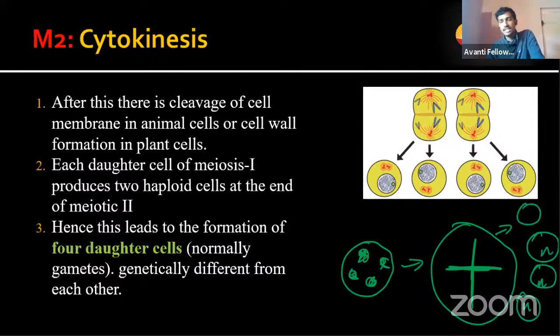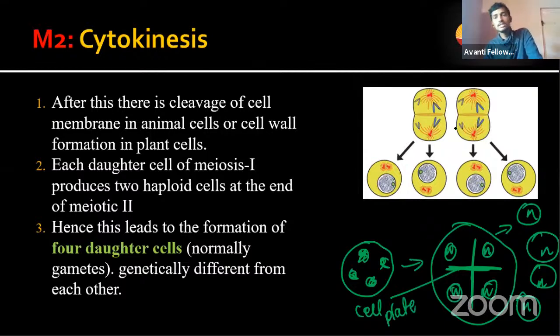Everything is n in nature, haploid in nature. Okay, so cell plate is happening. This is the cell plate. If it is an animal, it's giving rise to two, and those two will give rise to four. So that is what happened after the cytokinesis, at the end of cytokinesis.